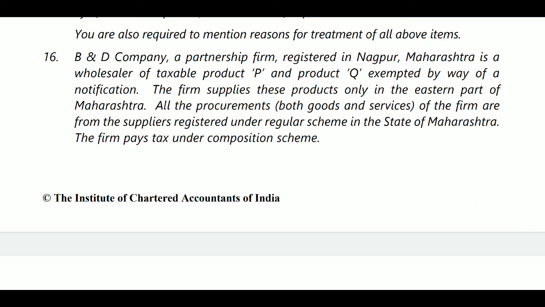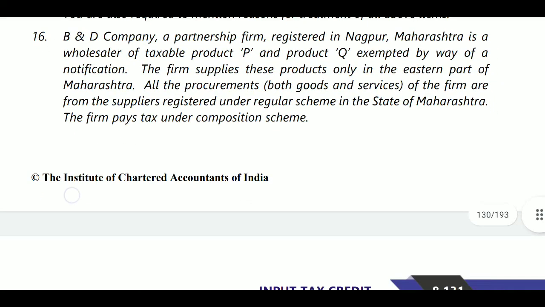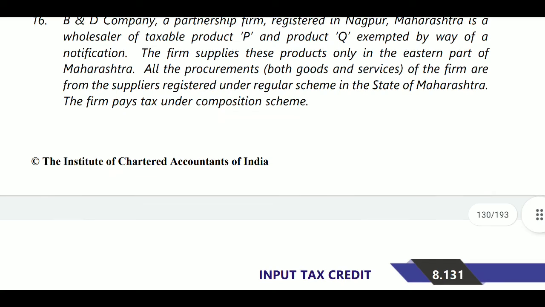In question number 16, B&D Company, a partnership firm in Nagpur, Maharashtra, is a wholesaler of taxable product P and exempted product Q. So it is providing two products. P is a taxable product, Q is an exempted product. By way of notification, the firm supplies these products only in the eastern part of Maharashtra. All the procurements, both goods and services, of the firm are from suppliers registered under the regular scheme in the state of Maharashtra. Okay. The firm pays tax under composition scheme.